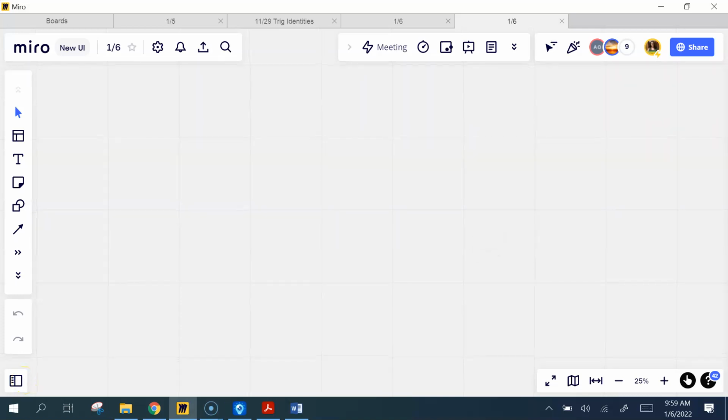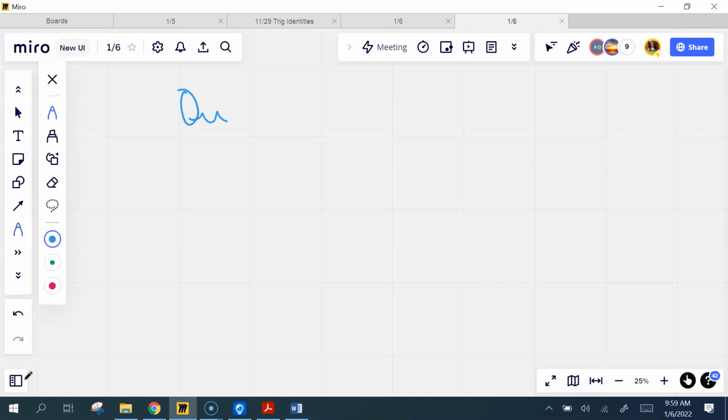All right, we're going to start with quadratics just as promised. You need me to slow down or you can't see anything at all, just let me know. If you're on the Miro board, you may need to zoom in or out to be able to see, because I zoom way out whenever I'm writing.